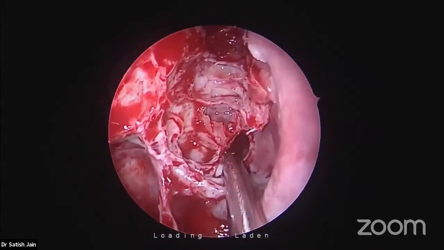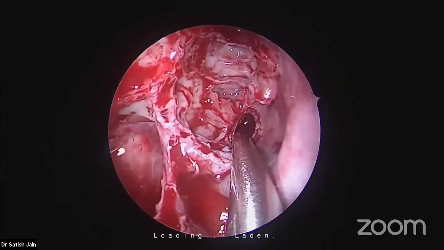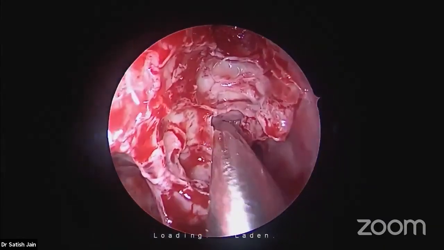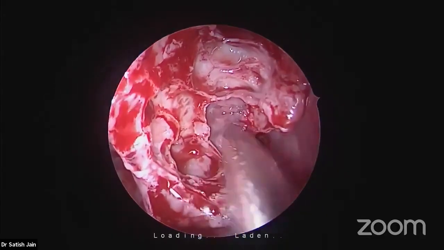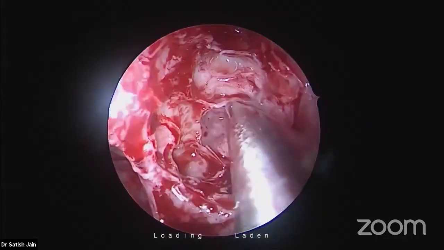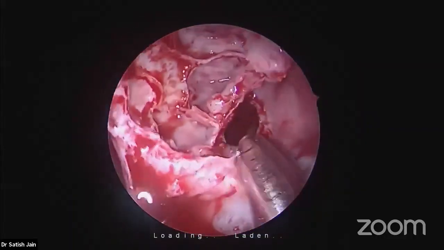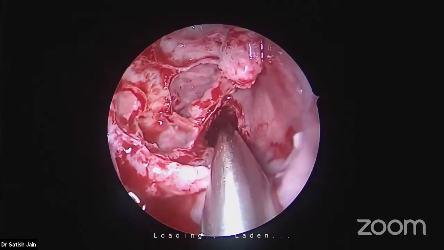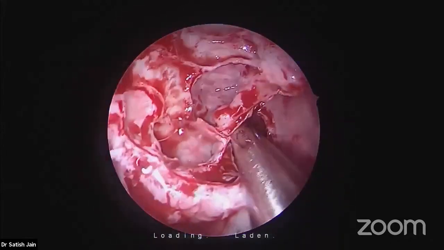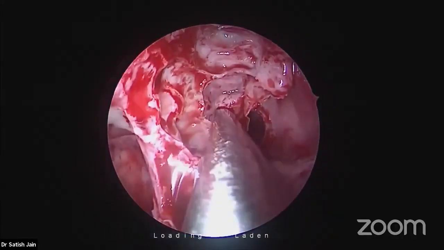Suppose I don't take into consideration this landmark and keep on going behind and doing a post-ethmoidectomy. I can easily damage the optic nerve. Very close. It can be a disaster. So now, having seen this sphenoid ostium, our sphenoid is behind. I can remove this septation and widen the sphenoid and complete my surgery on this side.